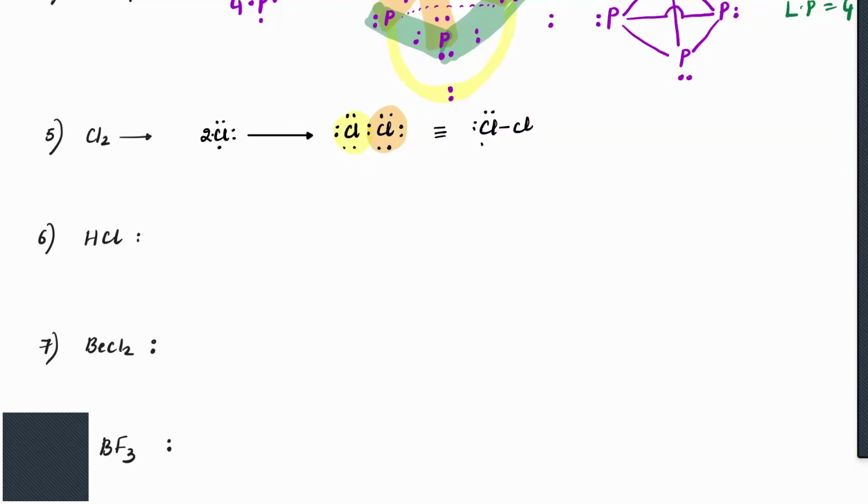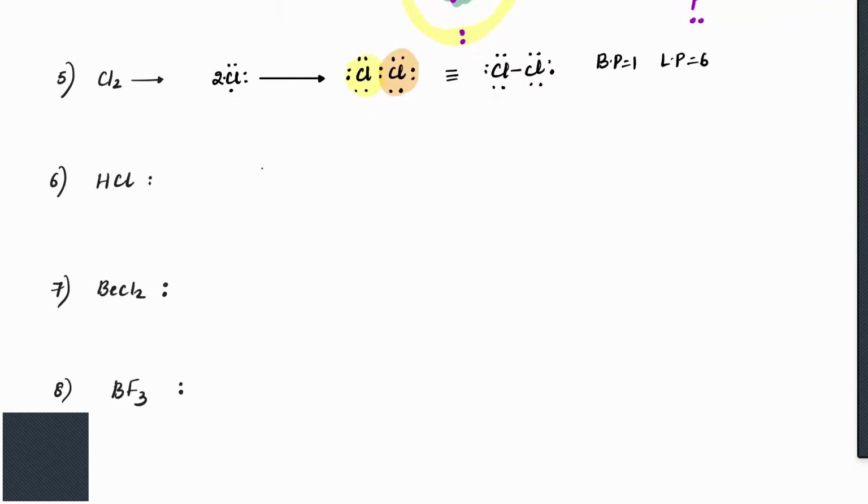And you can clearly see that there are three lone pairs on each chlorine. So the number of bond pairs is 1, lone pairs are 6. HCl, very easy one again. I'll directly write this down. So we have 2 electrons sharing, and chlorine completes its octet while hydrogen completes its duplet this way. So we'll have this as the H and Cl bond. The number of bond pairs would be 1, lone pairs are 3.